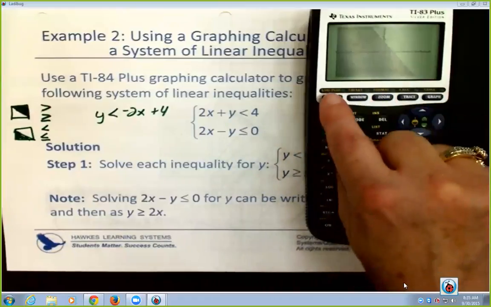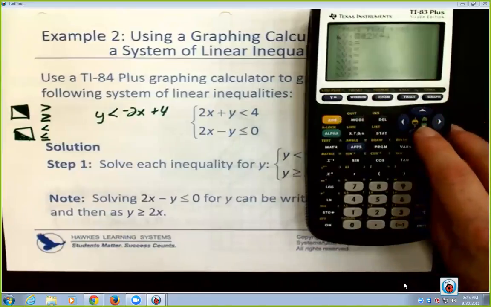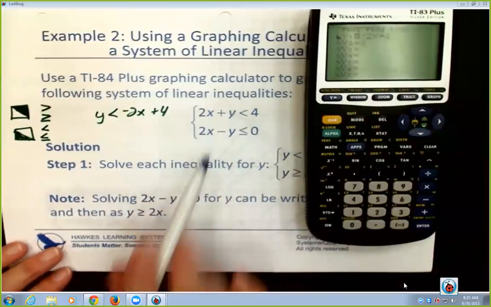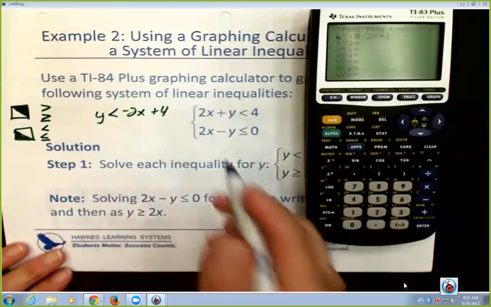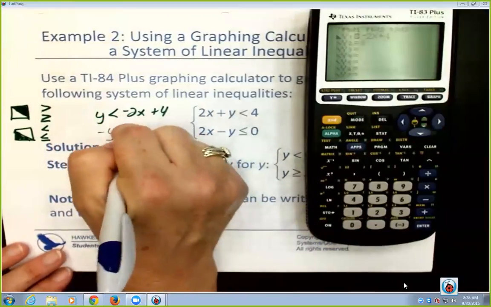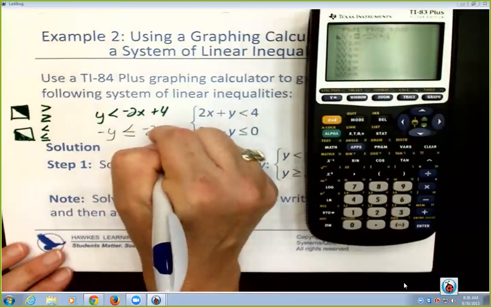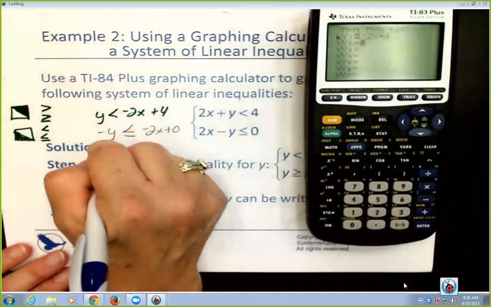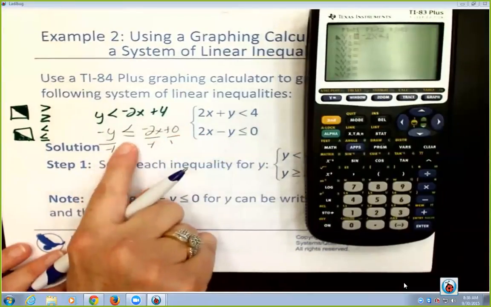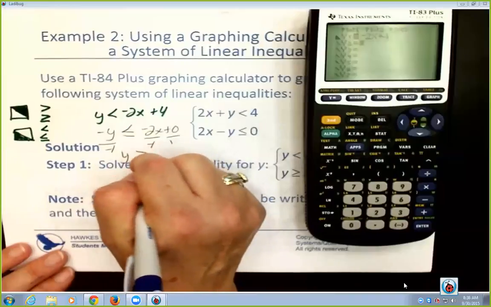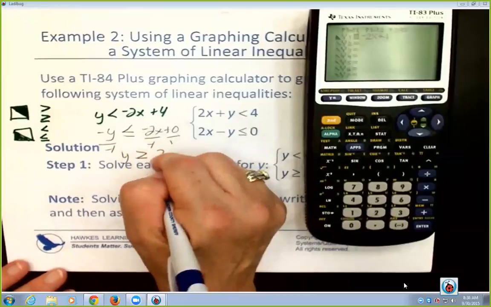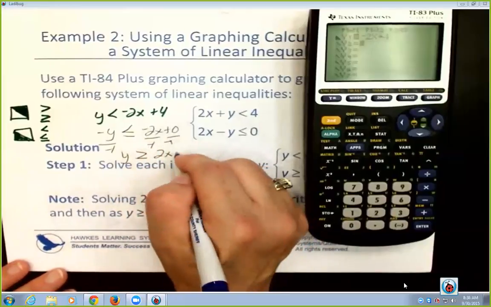We've got 1 in here. Go back to y equals. Go down to y2. So y2, I need to solve this equation. If I solve it, I'm going to move 2x over. So I get a negative y is less than or equal to a negative 2x plus 0. Divide by negative 1. And to find y, I have to invert my inequality. And a negative 2 divided by negative 1 is 2. 0 divided by negative 1 is still 0.